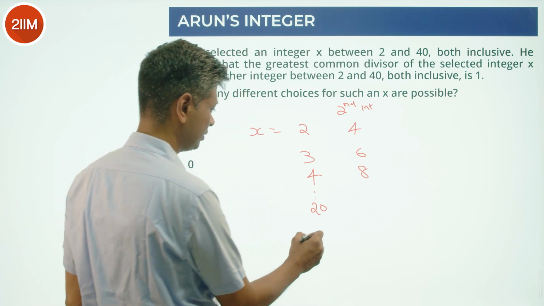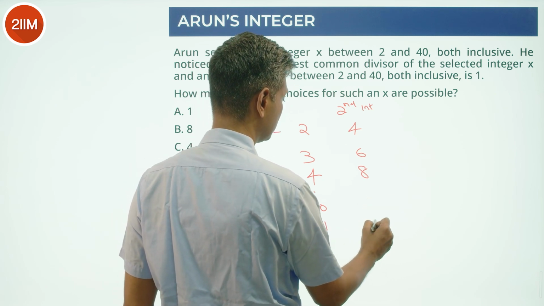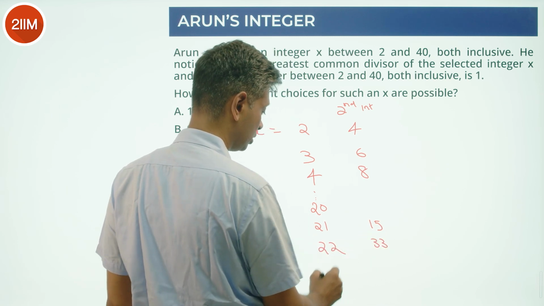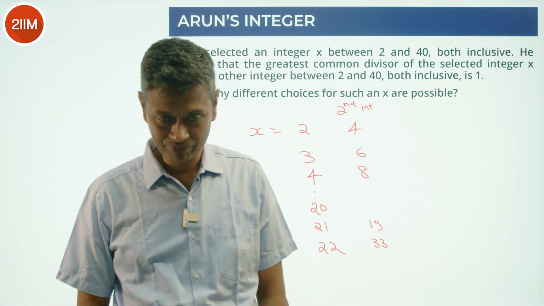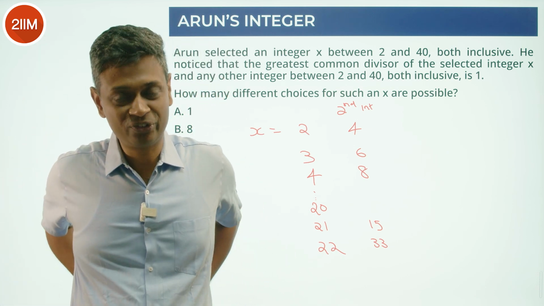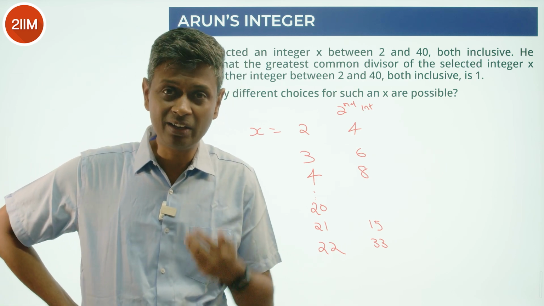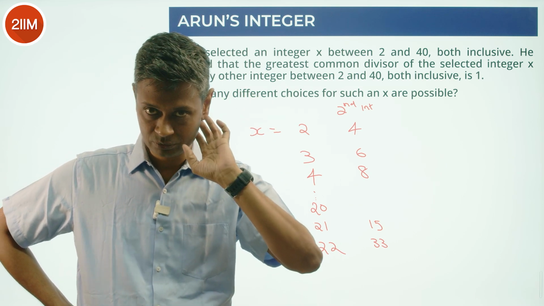Could x be 21? 21 is 3 into 7. Put any multiple of 3 as other number. 15. It won't work. 22. I put 33. It won't work. Already sensing this beautiful question is basically saying, give me prime numbers. I have a composite number here. 21 is 3 into 7. All I need to think of is, is there another multiple of 3 in this range? Yes, there is. Done. True.